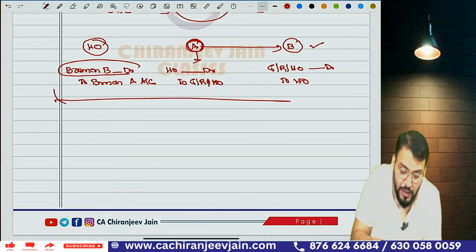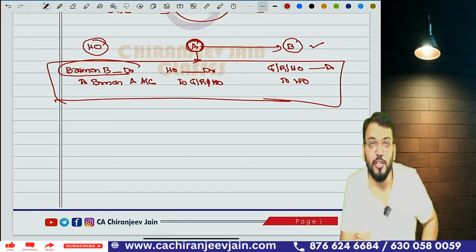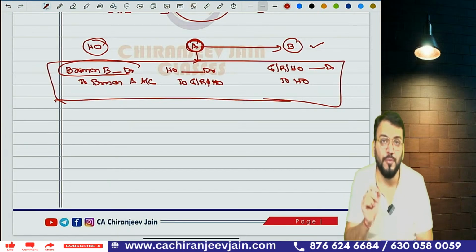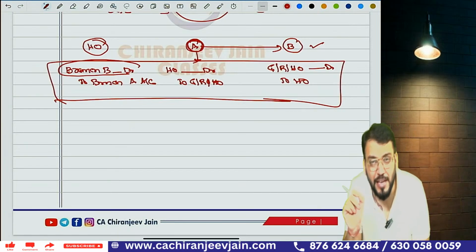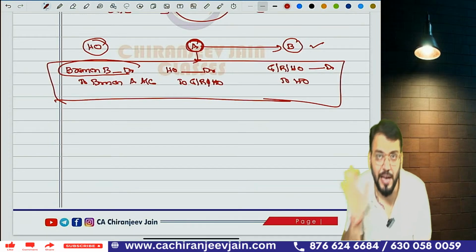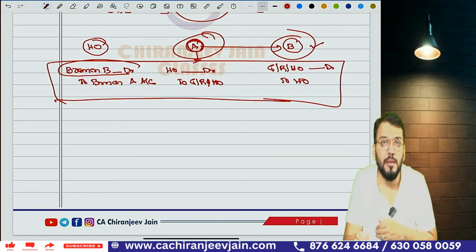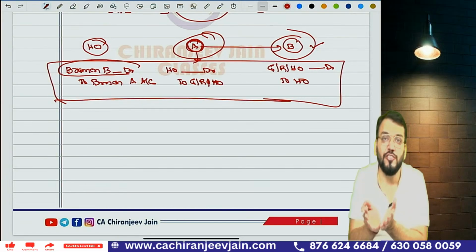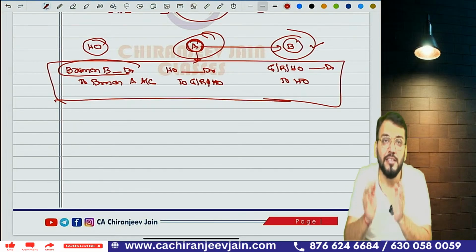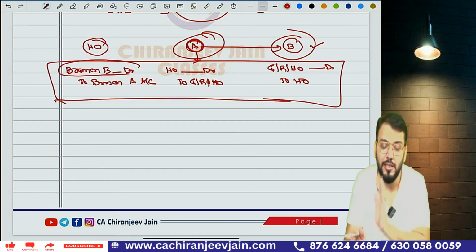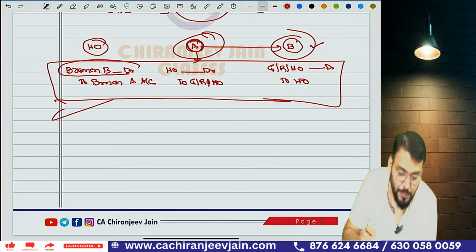Have you understood this particular point? This journal entry, have you understood? So in the books of head office, what journal entry? Recipient branch account debit to sending branch. Correct? I think A and B, so you have understood. Branch A and Branch B will not maintain the respective branch account. The transaction will be deemed to be with head office only. Have you understood this particular point?